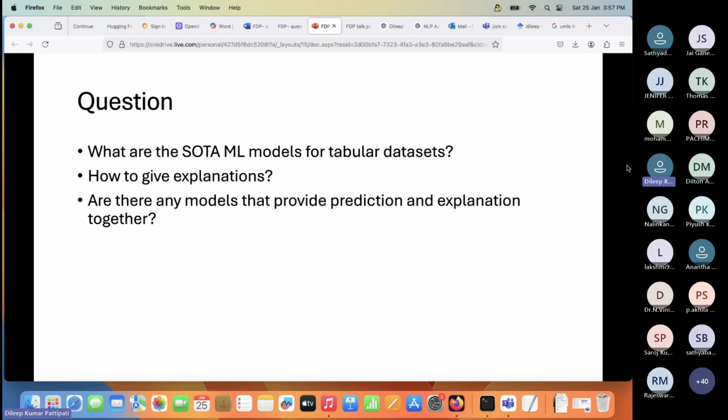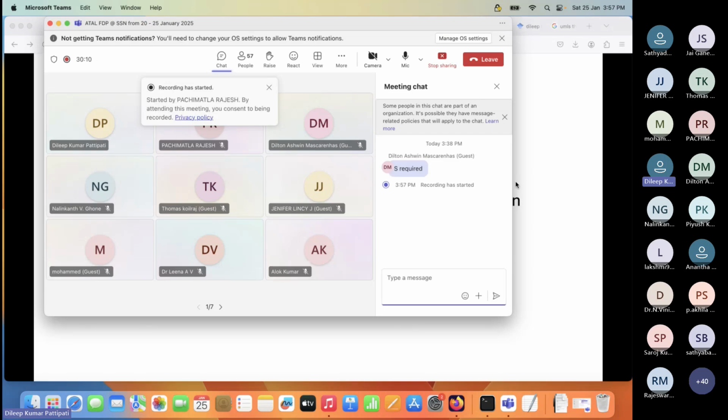So first of all, given a tabular data set, how are we going to solve that problem? What are the first steps? Let me hear answers from you.